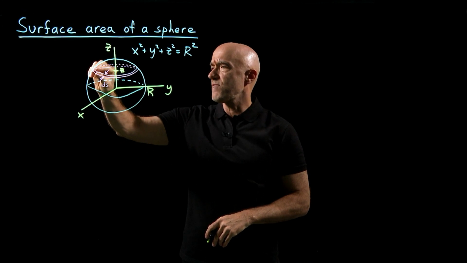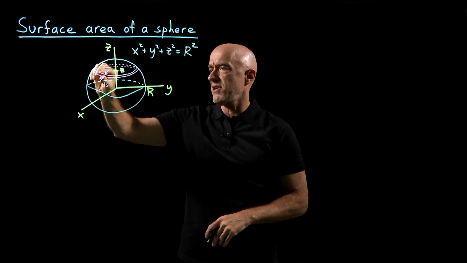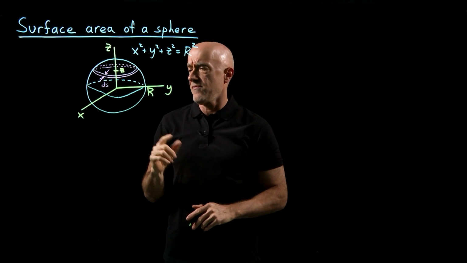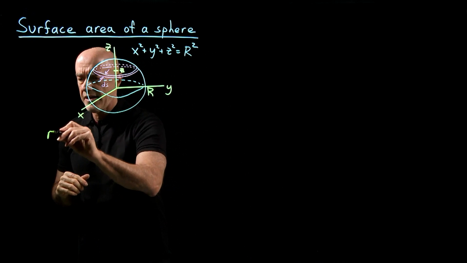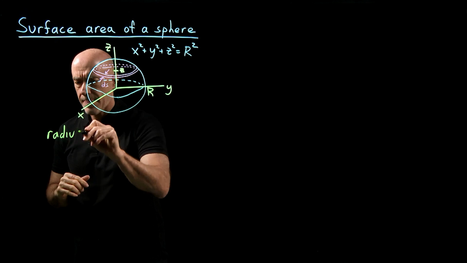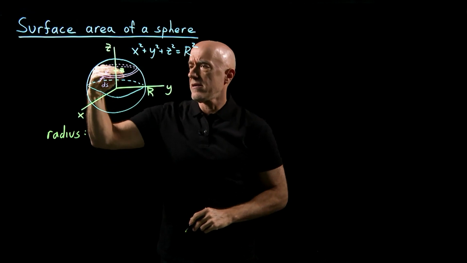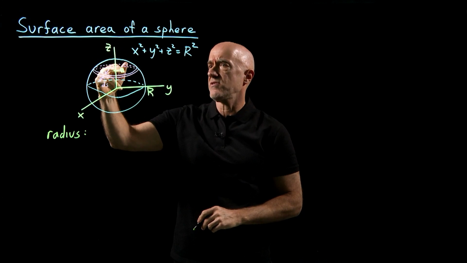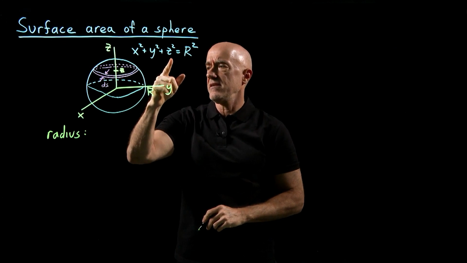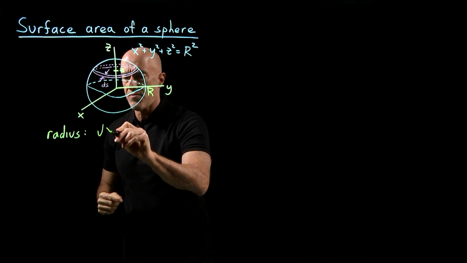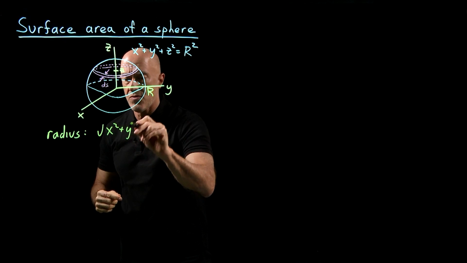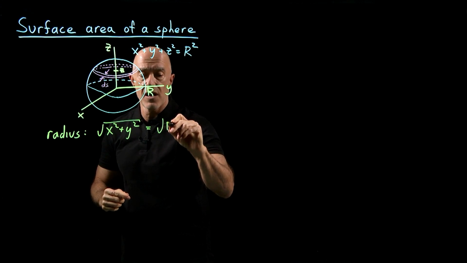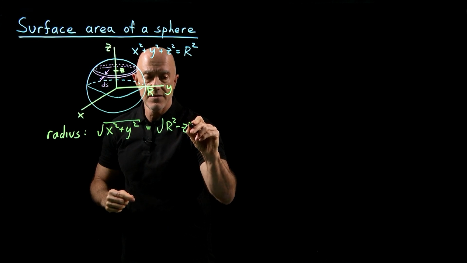So to determine what is the infinitesimal surface area of the ring, we need to first know the radius of the ring. So what is the radius of the ring? Well, the radius is just the square root of x squared plus y squared at fixed z, which here is the square root of r squared minus z squared.